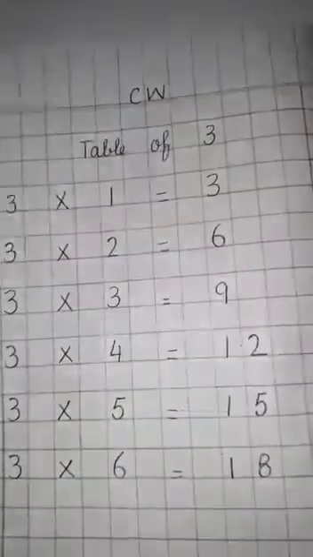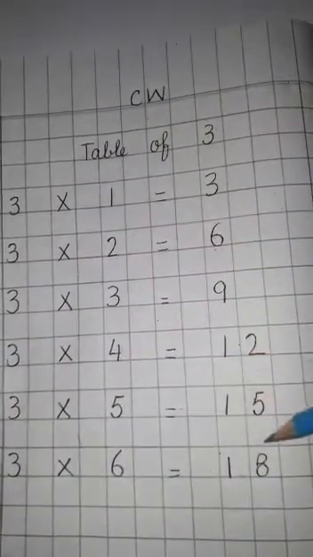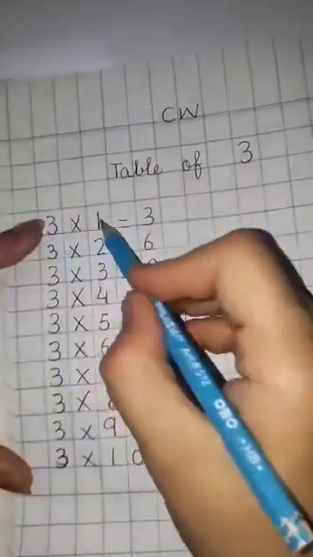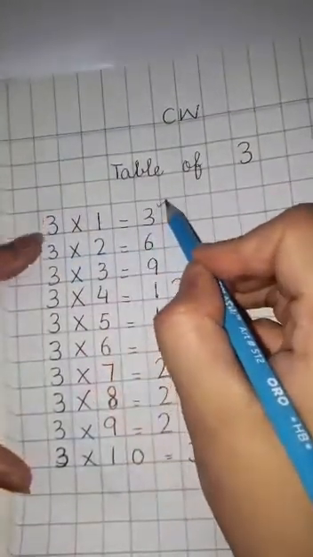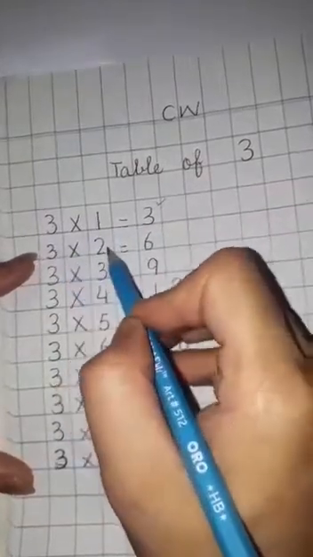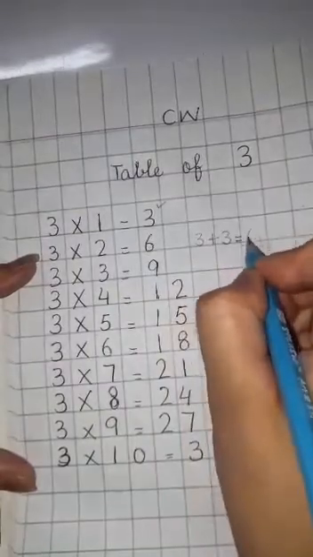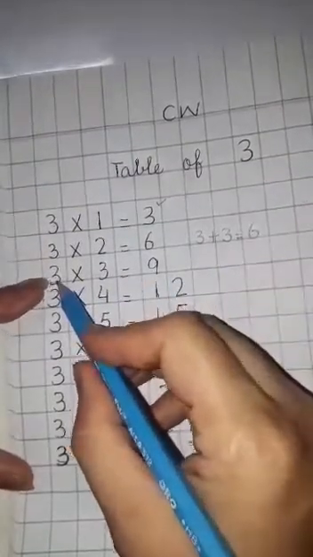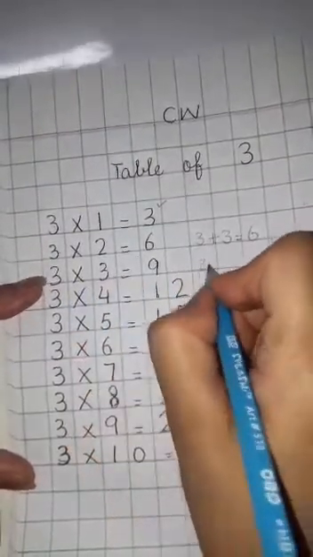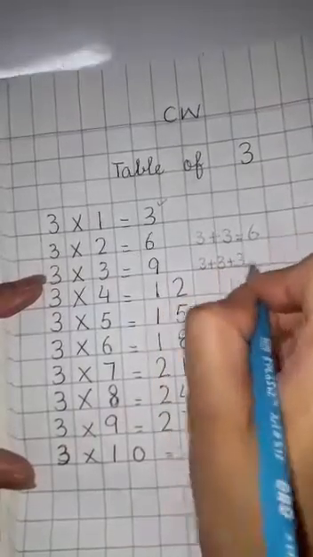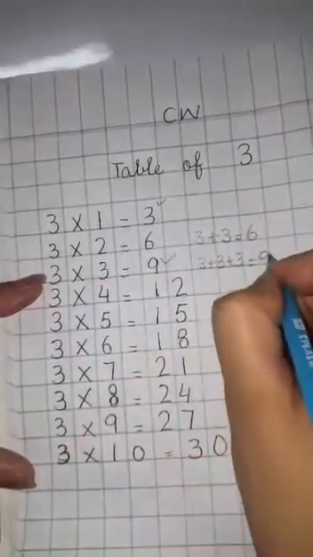So students, let me tell you where these numbers come from. If you add 3 one time, it will give you 3. If you add 3 two times, it means 3 plus 3, it will give you 6. If you add 3 three times, it means 3 plus 3 plus 3, it will give you 9.